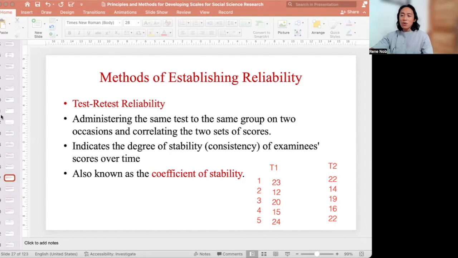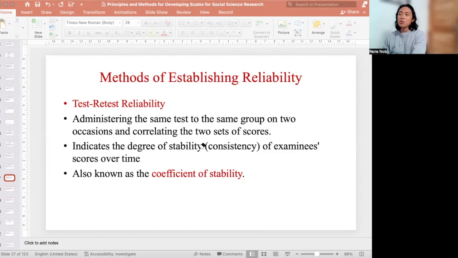However, as a word of caution, you cannot always use test-retest reliability, especially for constructs that are meant to be unstable, such as mood. So you cannot use test-retest reliability for an instrument that is intended to measure mood, because we know that mood is fluctuating. One minute you're happy, the next minute you're sad. That happens. So we cannot expect to capture consistency across time for constructs that are expected to be unstable.